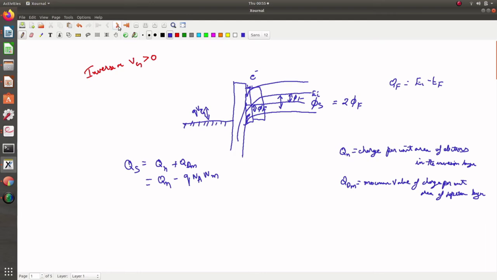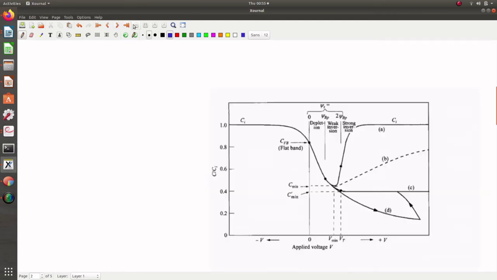Now let's just see the CV characteristics, or capacitance voltage characteristics, of the MOS capacitor. Since we know the capacitance changes with the applied gate voltage Vg.